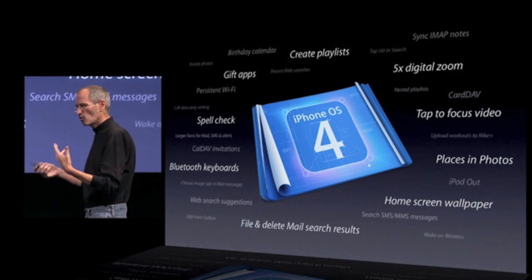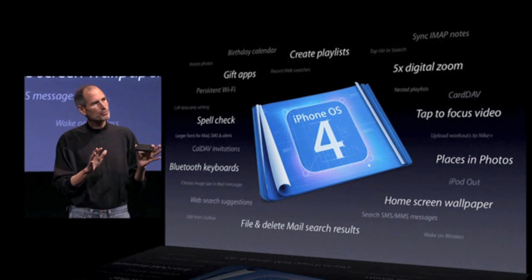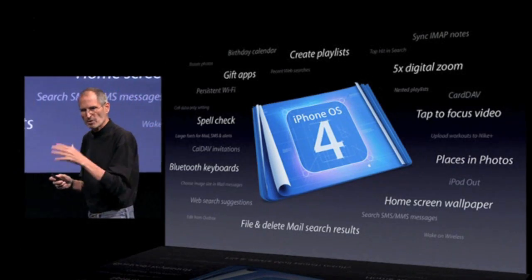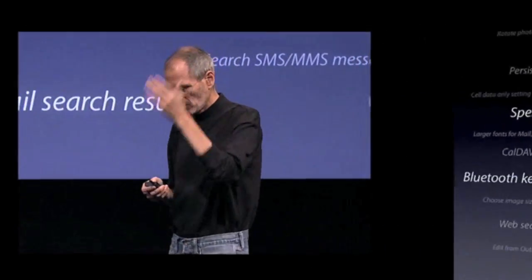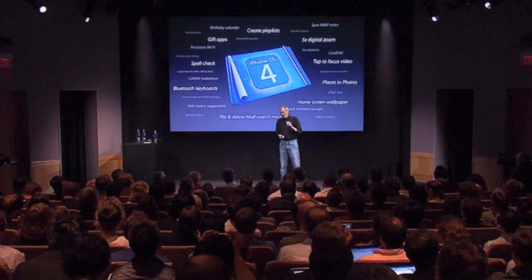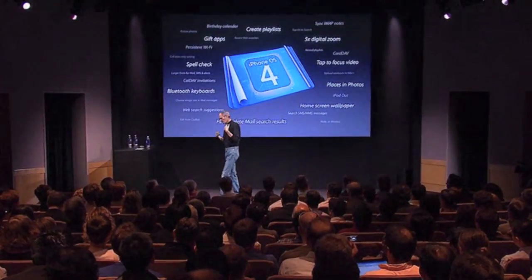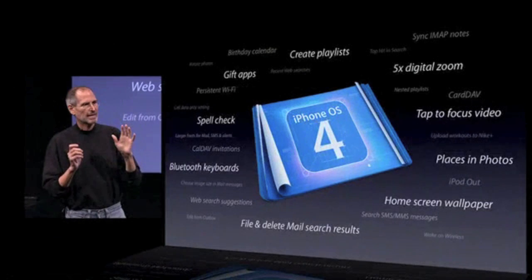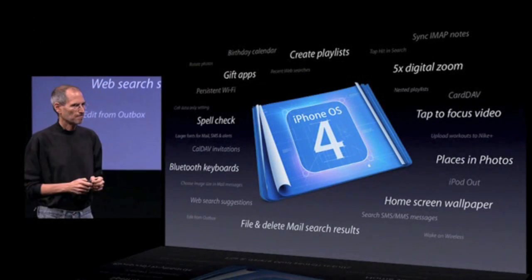You can change the home screen wallpaper. You can use Bluetooth keyboards. And we've added a spell checker, which is really nice. If you misspell a word, it'll underline it. You just tap it, and it'll give you what it thinks you might have wanted to type. You can gift apps. So you can buy an app and gift it to somebody right from your phone. So again, these are just a few of the end-user features, over 100 of them.